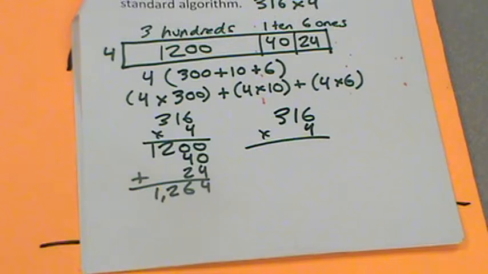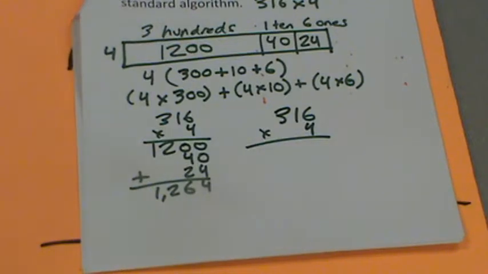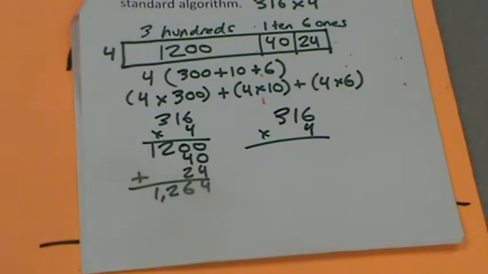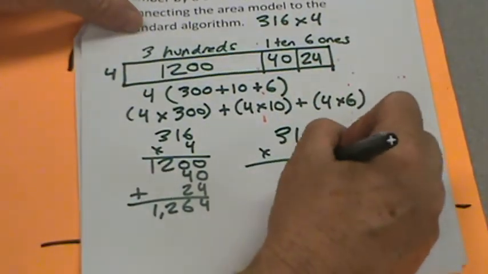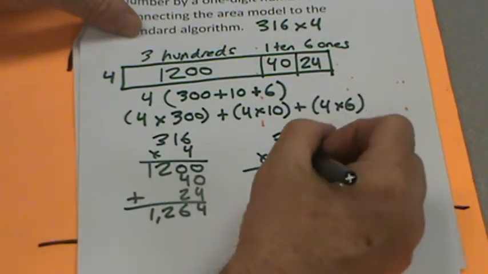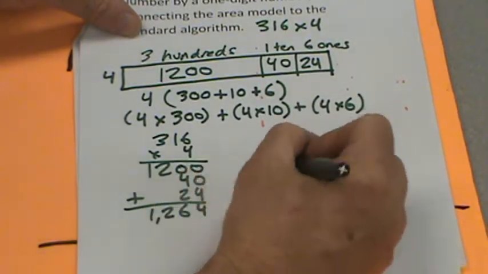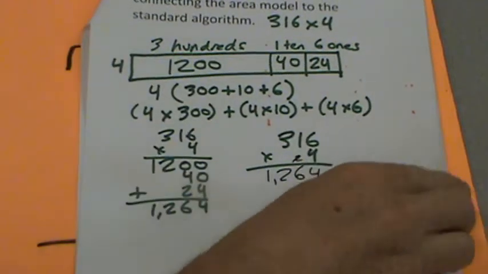316 times 4. Go ahead and give that a try. I'm going to let you get a head start. So write that down and give it a try. And we could say 6 times 4 is what? 24. Remember, up there? See how it's all tying together? There's my 4, there's my 2. 1 times 4 was 40, but we got to add on that 2, so it's a 6. And then 3 times 4 is 12. 1,264.